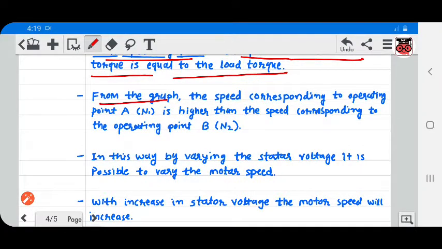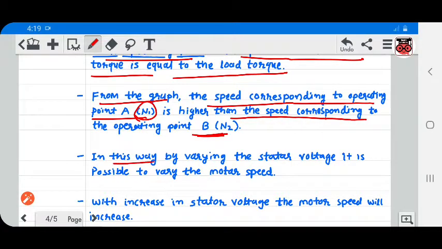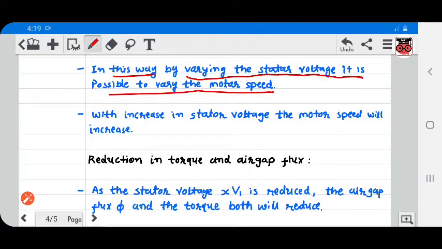From the graph, the speed corresponding to the operating point A, that is corresponding to X equal to 1, that is N1, is higher than the speed corresponding to the operating point B, that is N2. In this way, by varying the stator voltage, it is possible to vary the motor speed. With an increase in stator voltage, the motor speed will increase.